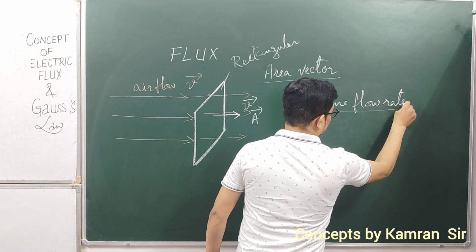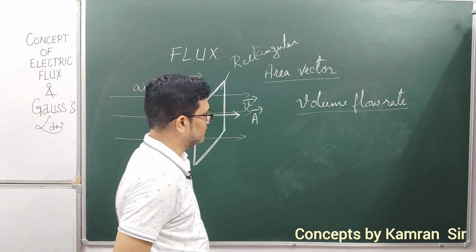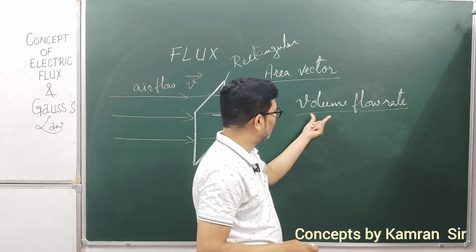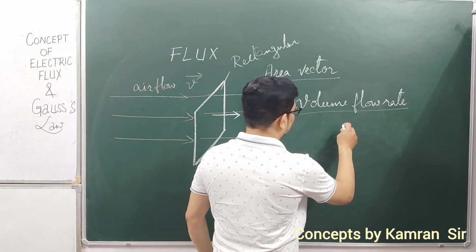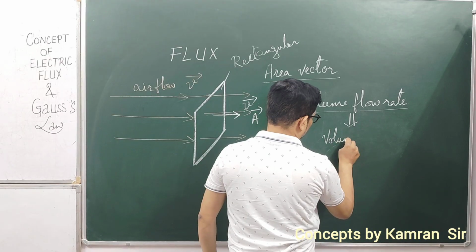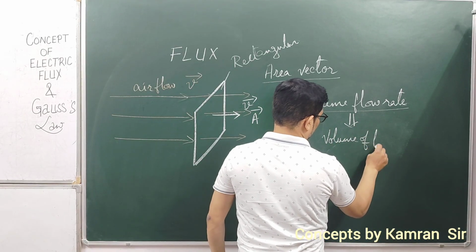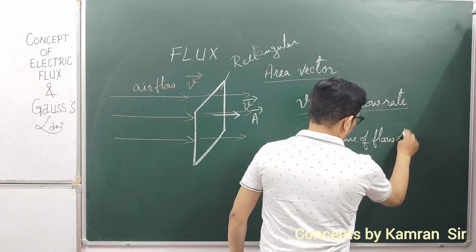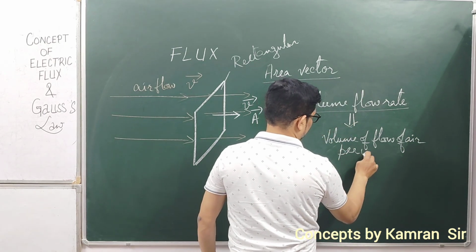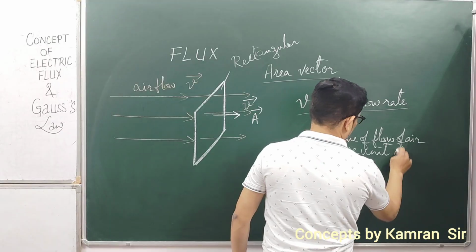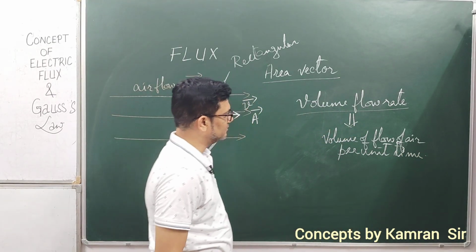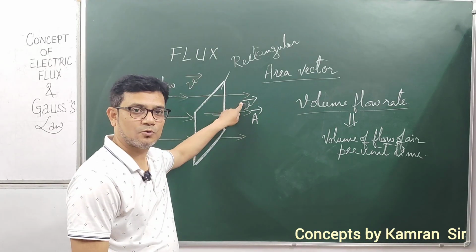Mathematically, if we try to conceptualize this, when we talk of rate, then time comes into the picture, right? Volume per unit time. So basically with volume flow rate, we are trying to figure out what is the volume of flow of air per unit time. This is what we are trying to get, an equation, a mathematical value for this, given these two quantities.